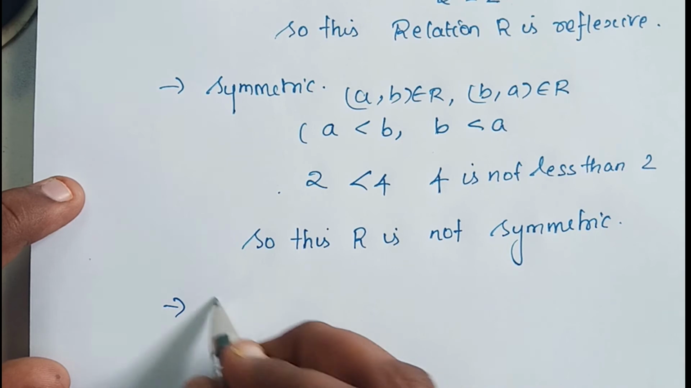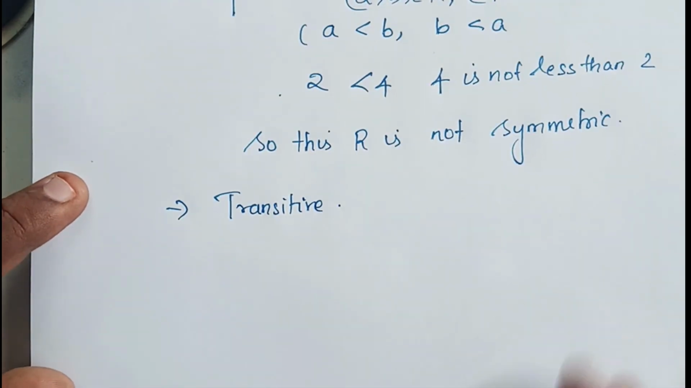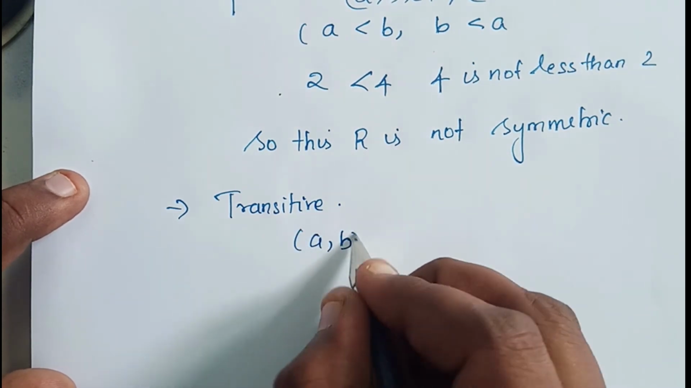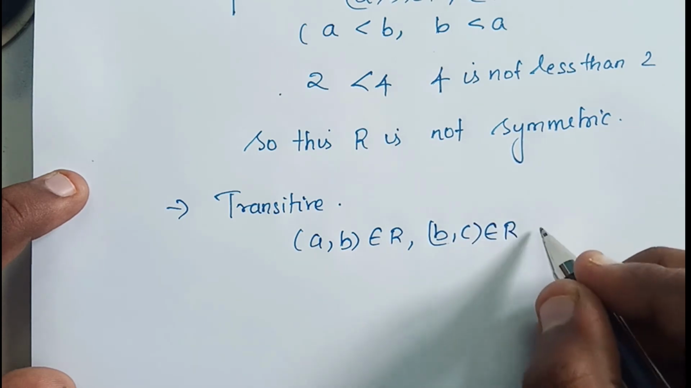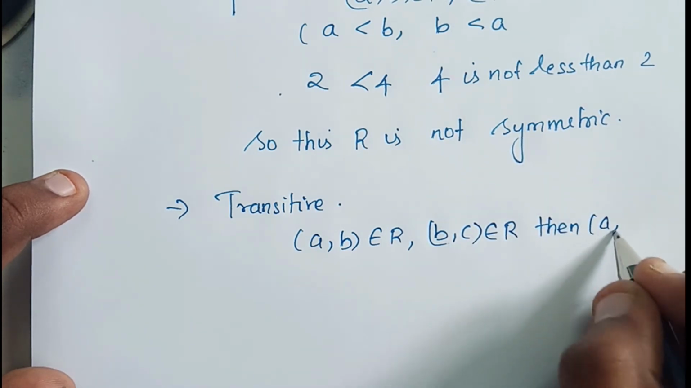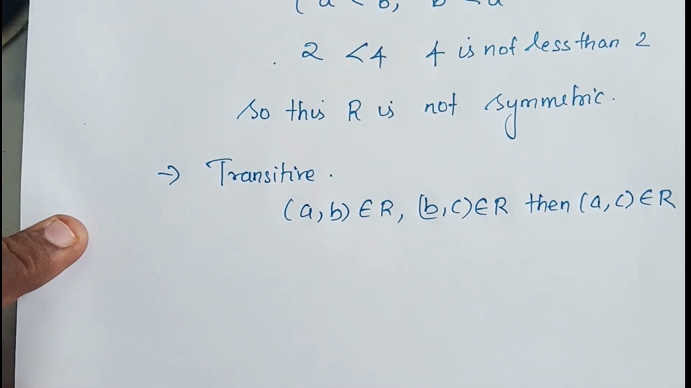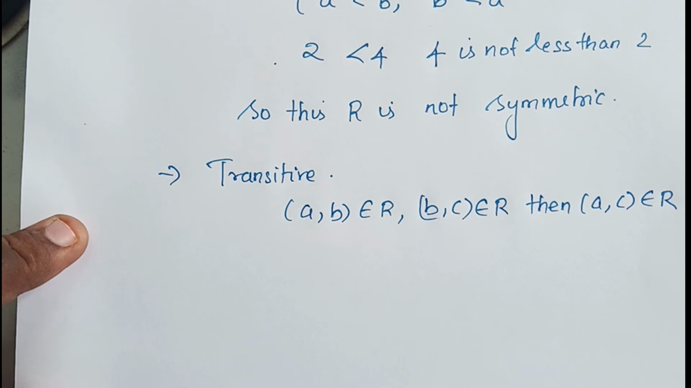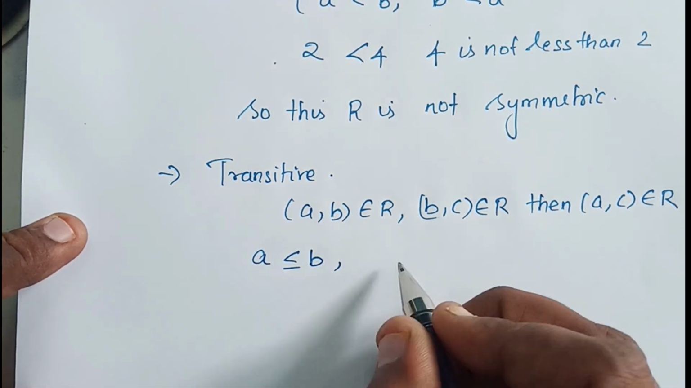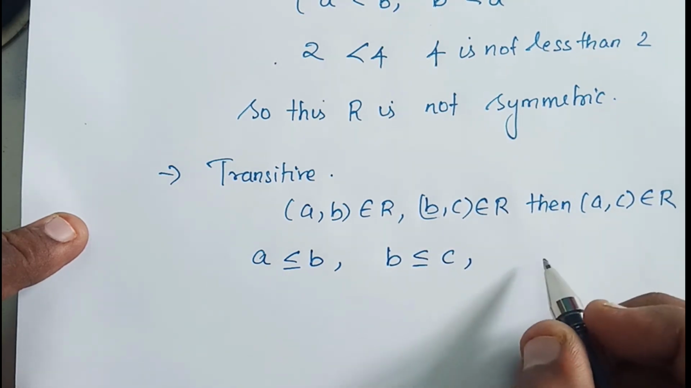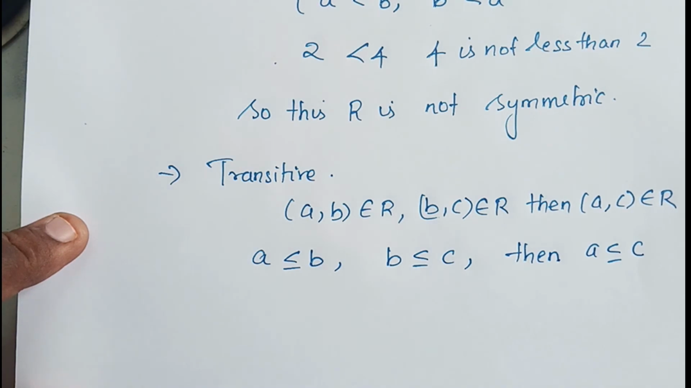Next we need to prove the transitive property. So what is meant by transitive? Transitive means if (A, B) belongs to the relation and (B, C) belongs to the relation, then (A, C) also belongs to the relation. This is the basic condition. Here it is given as A less than or equal to B. So A should be less than or equal to B, B should be less than or equal to C, then A is also less than or equal to C.